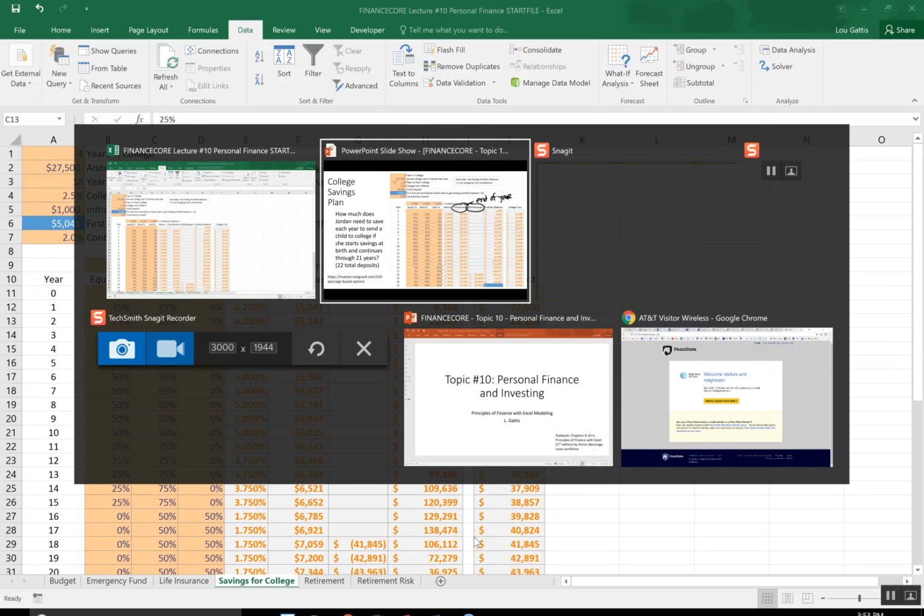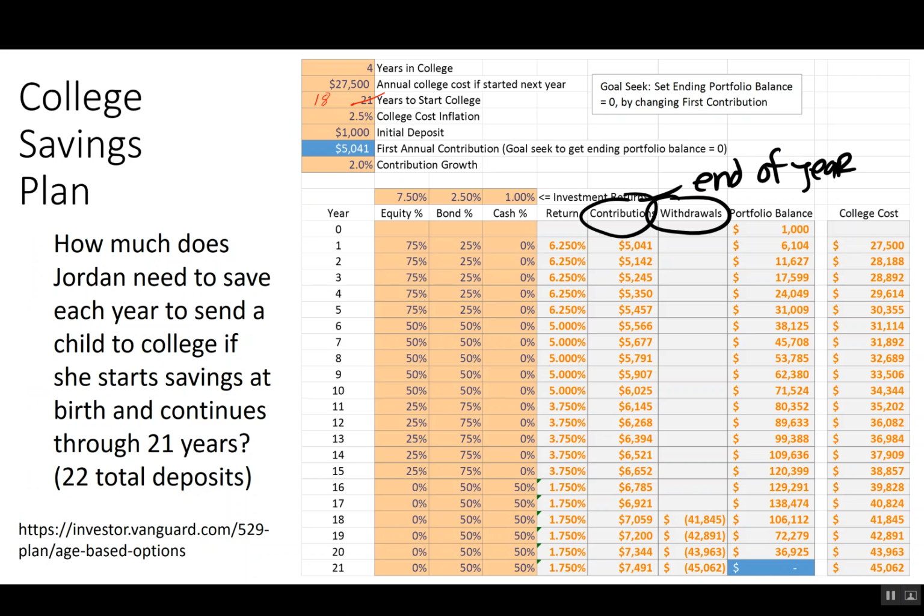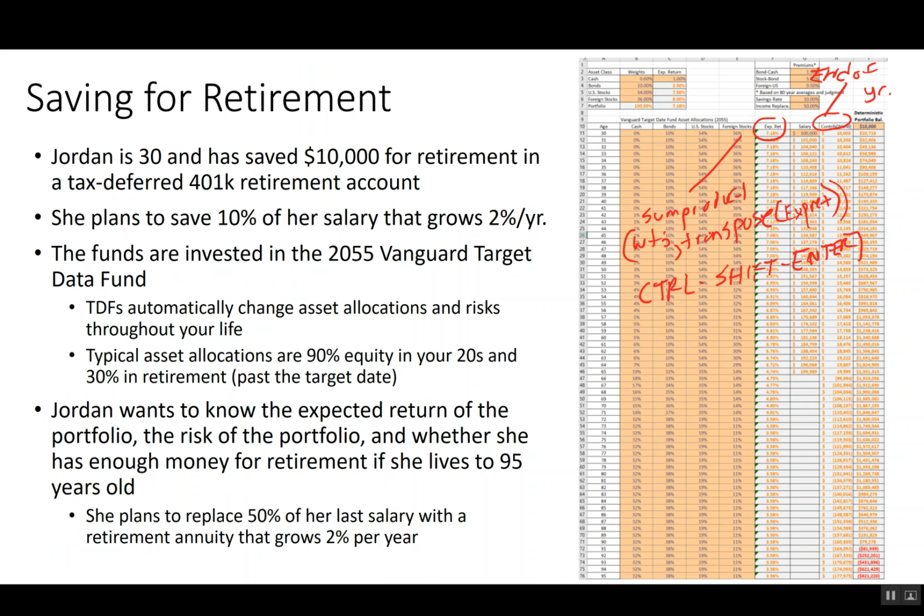So go back to the presentation. We're now going to talk about retirement savings. So let's think that Jordan is now 30, has saved only $10,000 for retirement, and has put it in a 401k account, which is a tax-deferred, tax-benefited account. She plans to save 10% of her salary, and her salary is going to grow 2% a year.